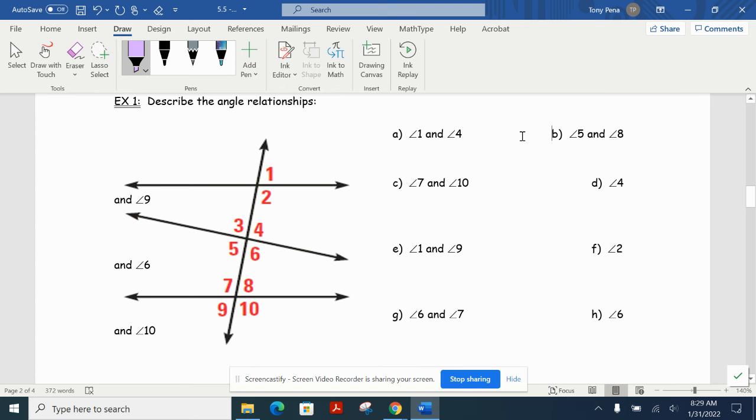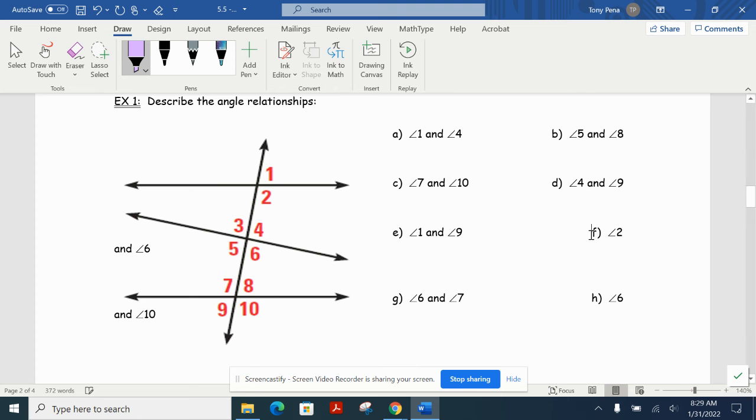It kind of wraps around a little bit. And then angle 4 should go with that angle 9 that's on the bottom. So you can do this manually if you want. But this should be what you should have on your paper here.